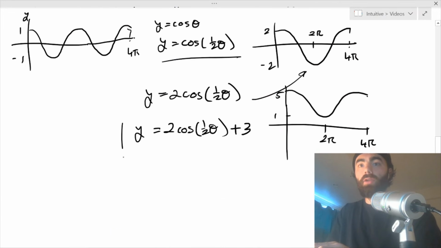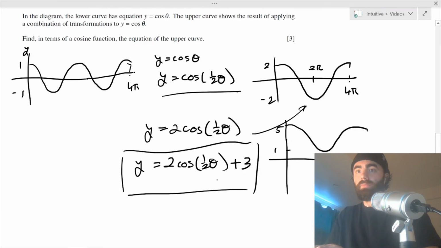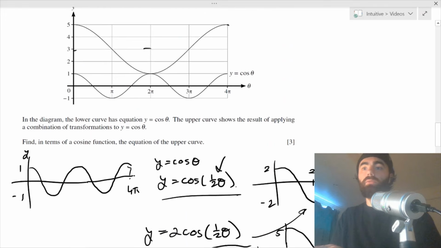So then your final curve in terms of the cosine function is this. So just take it step by step. I stretched it by halving this theta. I then doubled the amplitude, and then I shifted it up 3 to get that graph.